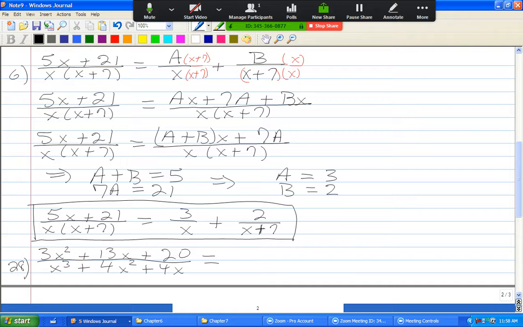Notice that the numerator has a degree of 2, denominator has a degree of 3. So the thing that I'm concerned about would be the, oh, okay, so someone is saying that the website isn't working. Okay, so I will send it to you. I will send you the recording when I am done.